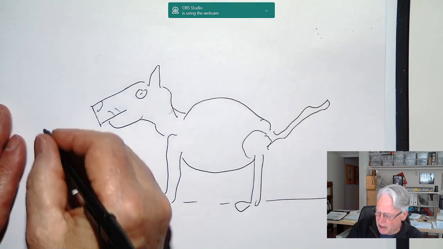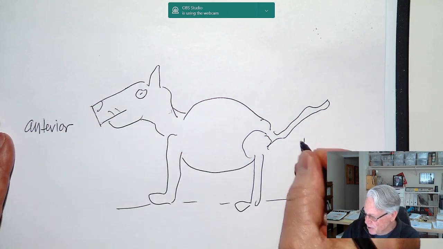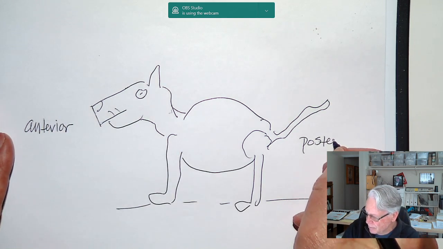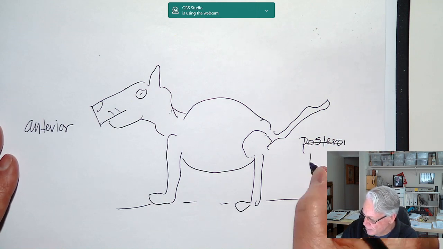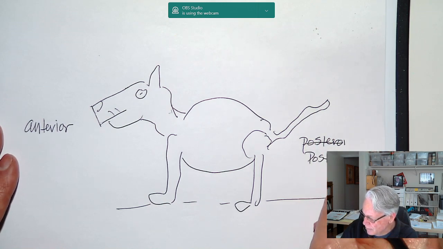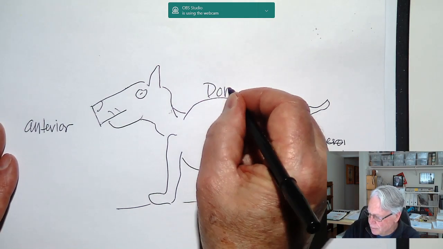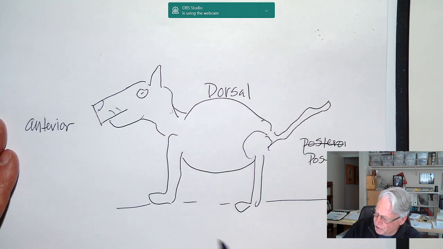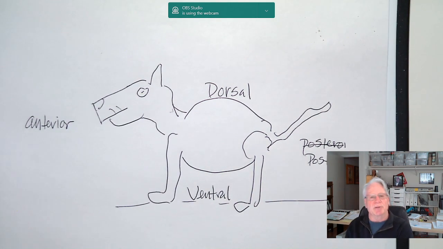So this is going to be anterior. This is going to be posterior. This is going to be dorsal. And this is going to be ventral. Now, that's a four-legged animal, and that's the orientation.